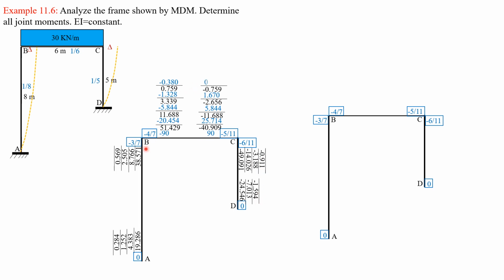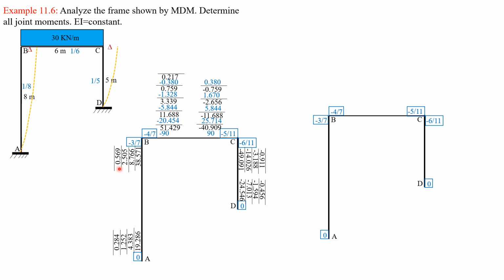Then negative 0.38 times negative 4 over 7 is equal to 0.217, lock partially. Negative 0.38 times negative 3 over 7, 0.163, lock partially. 0.38 times negative 5 over 11, negative 0.173, lock partially. 0.38 times negative 6 over 11, negative 0.207, lock partially.